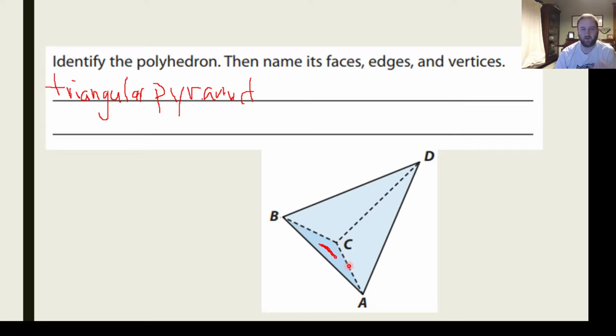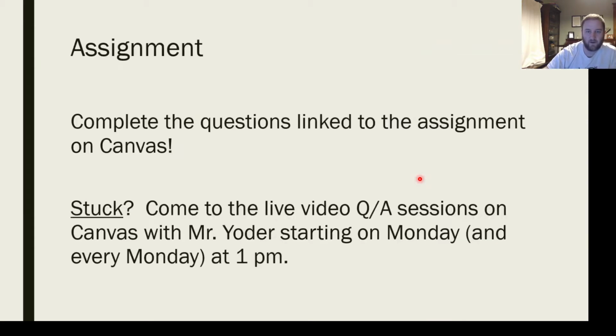And there's 3 more going up, AD, CD, and BD. And then the vertices, that's easy. That's just those points. We got vertices A, B, C, and D. Okay? All right. So that's all for today.